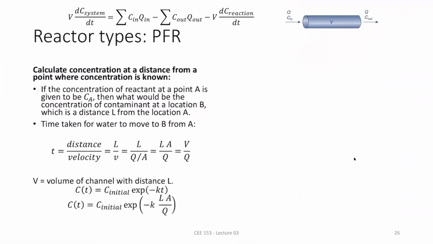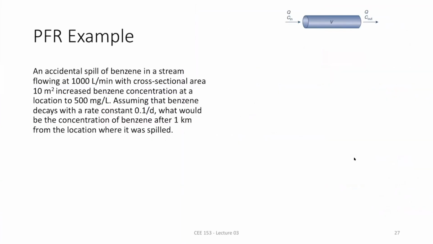So I showed you that the time is a function of distance, area and flow rate. These are all things that I already mentioned. Let's solve a question so that you can see how it is done. All right, so an accidental spill of benzene in a stream flowing at 1000 liter per minute with a cross-sectional area of 10 meter square. So the area is 10 meter square, and the flow rate, the amount of flow coming in, is 1000 liter per minute.